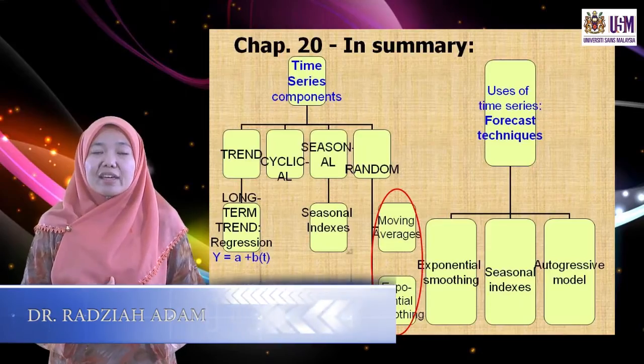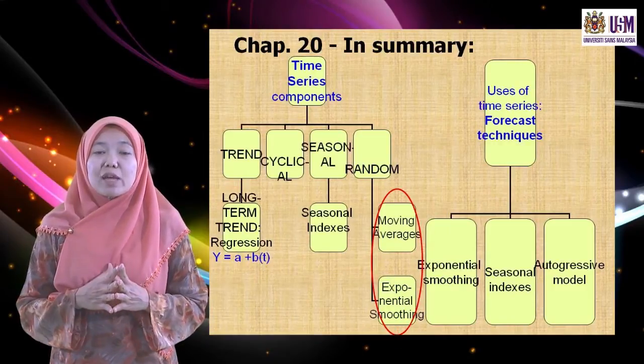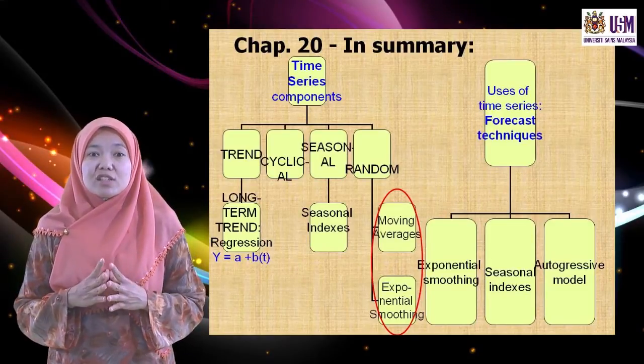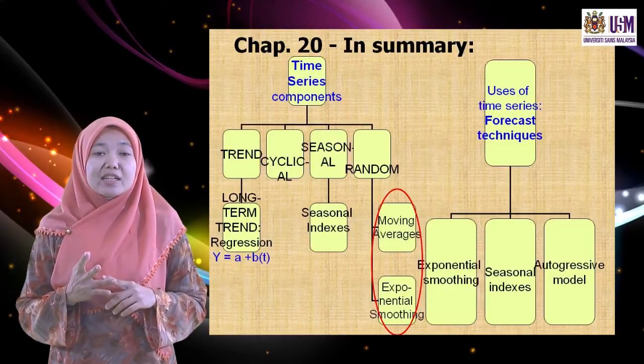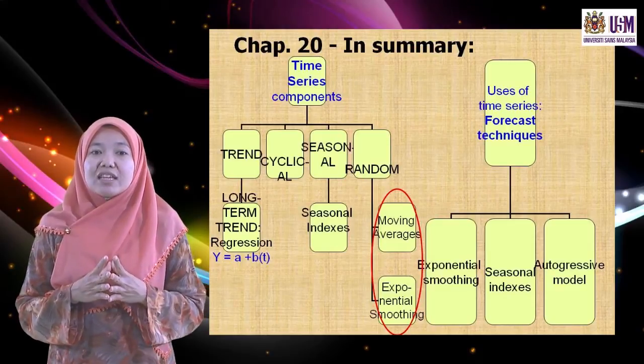Now let's look back at what you already understand so far. In terms of the four components of time series, you already know there are four different sources of variation: the trend component, the cyclical component, the seasonal component, or the random part of the time series.